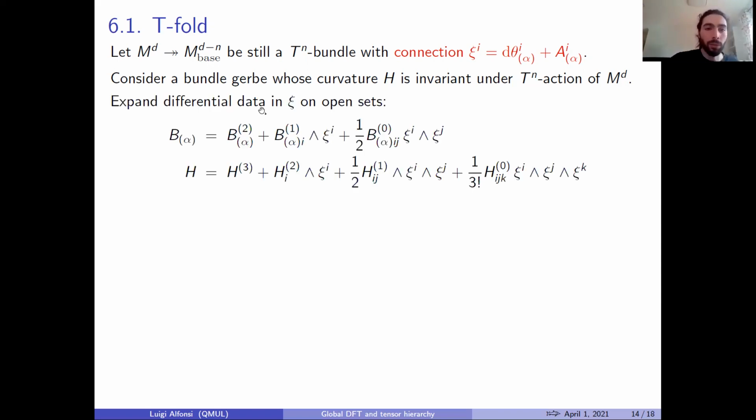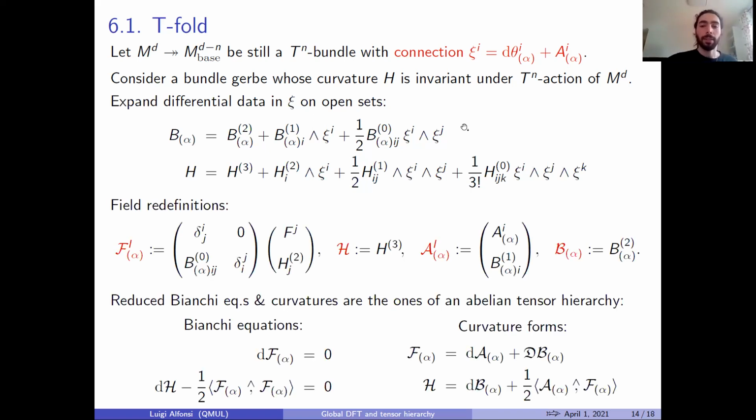Now, what one can do is take the differential data of the gerbe and expand them in the connection, which is globally defined on the global space of the torus bundle. So you can expand everything on every patch. And once you do that, you can make some field redefinitions. Starting from the last, you can identify these two-form components that you obtained by expanding the original two-form with this script B. Then you can put together the original gauge field with the one-form components that you get from the Kalb-Ramond field and make this field here.